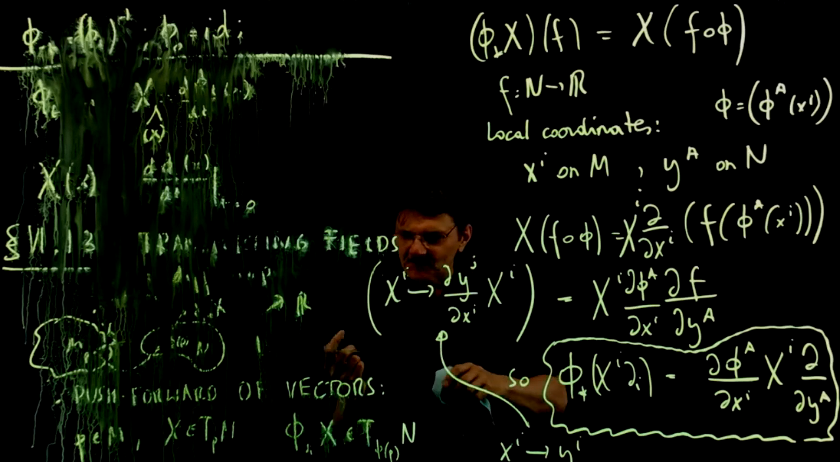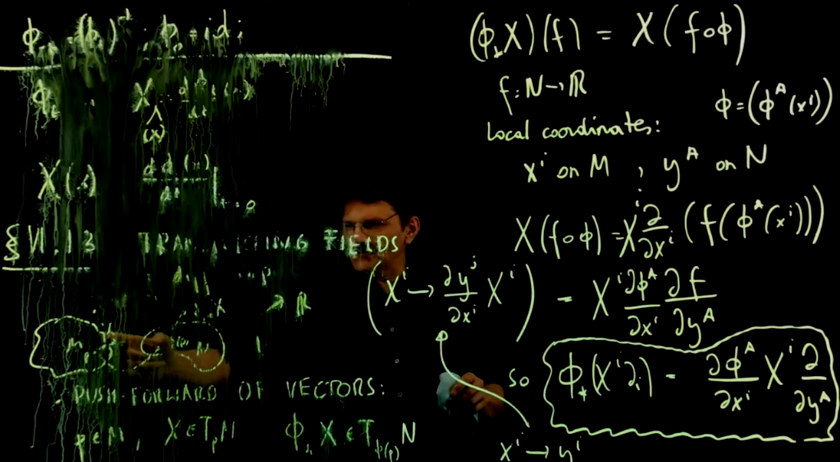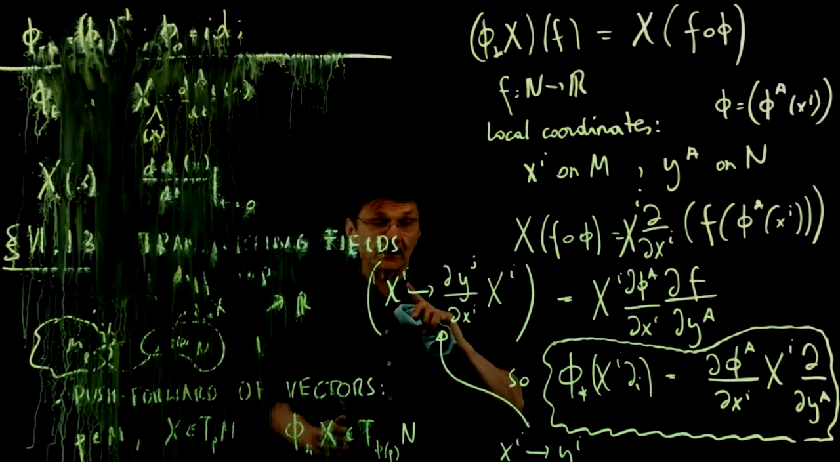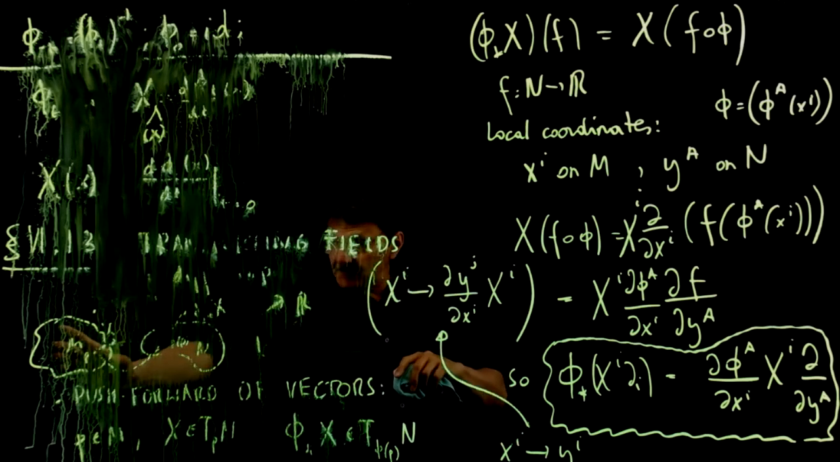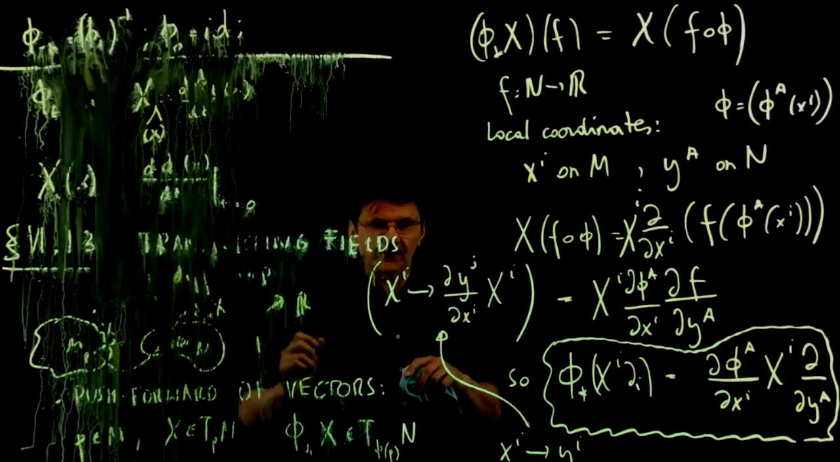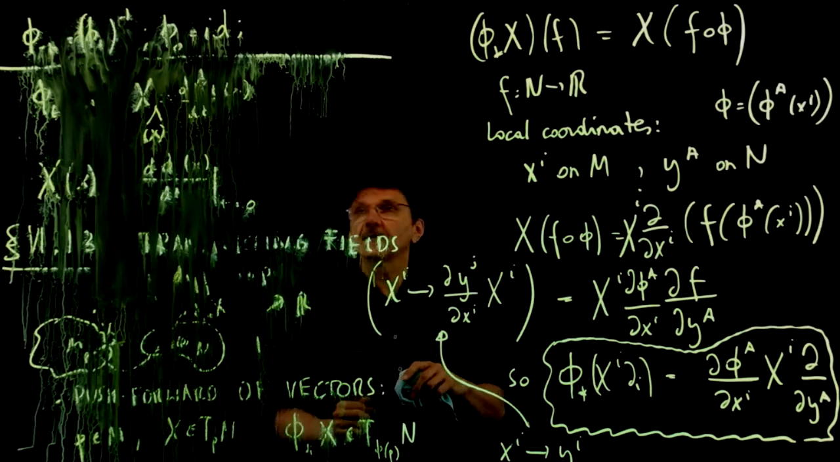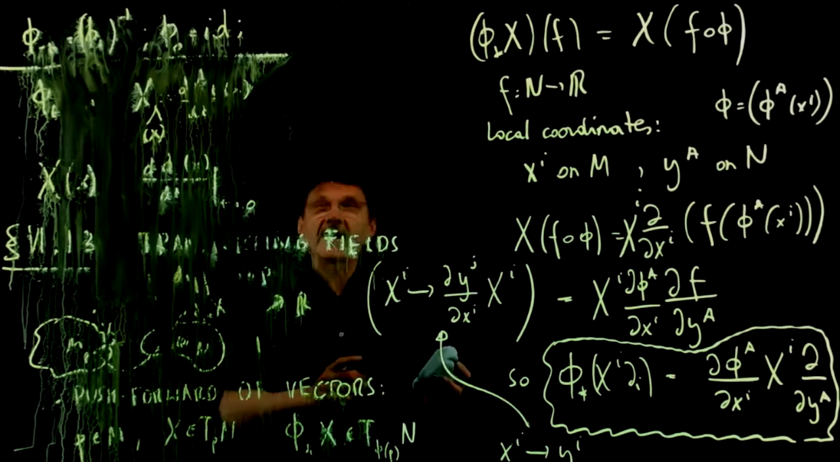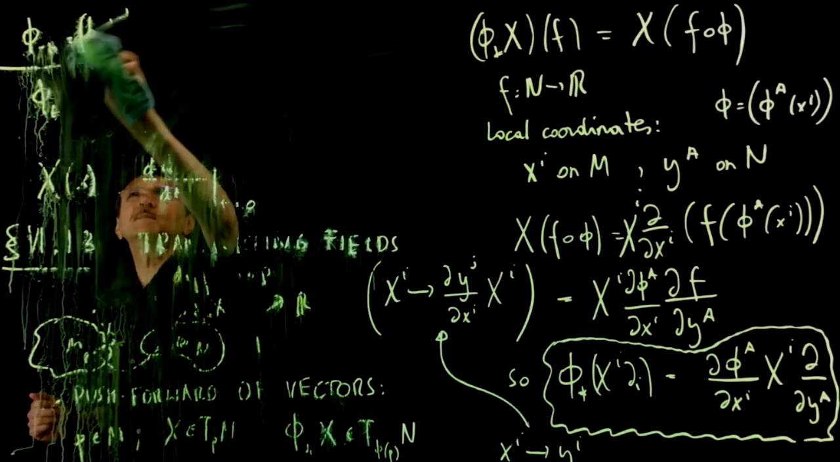There is a caveat here. Well, I shouldn't have erased this thing. You can move a vector from a point to a point, but if you have a vector field on the left hand side, you will not get a vector field on the right hand side. Okay, so that's when phi is not a diffeomorphism.